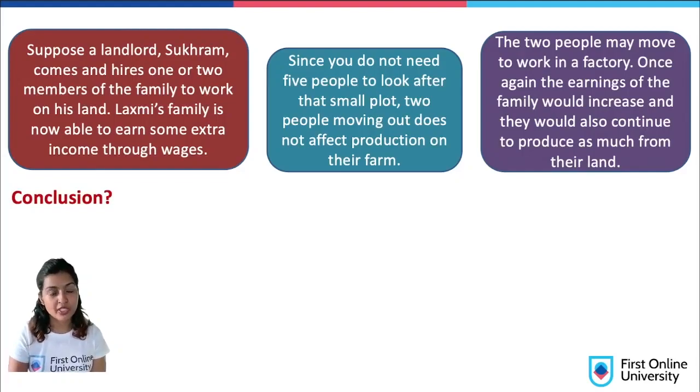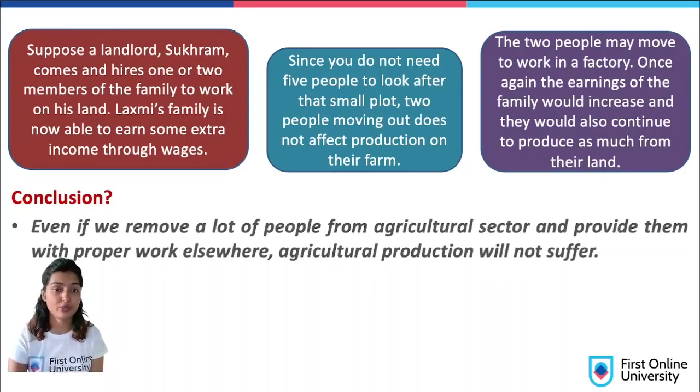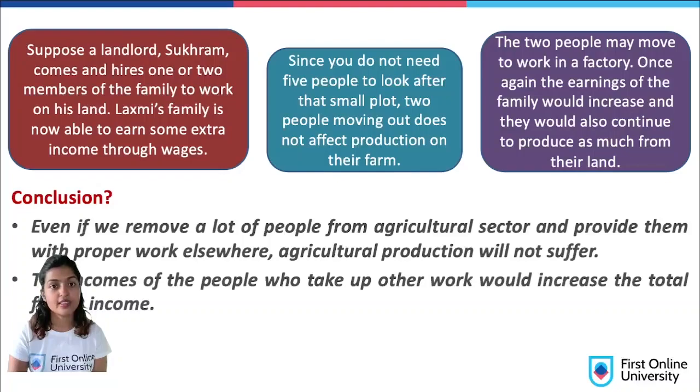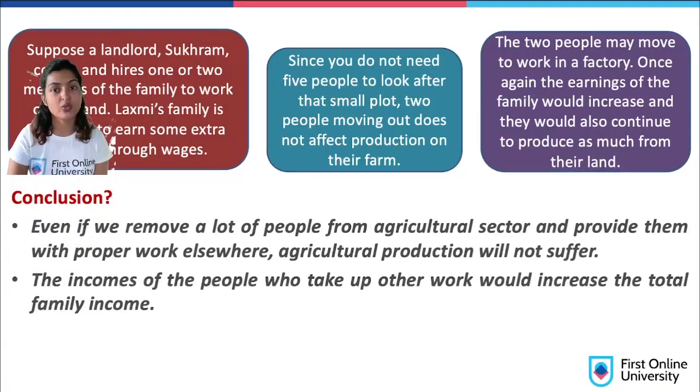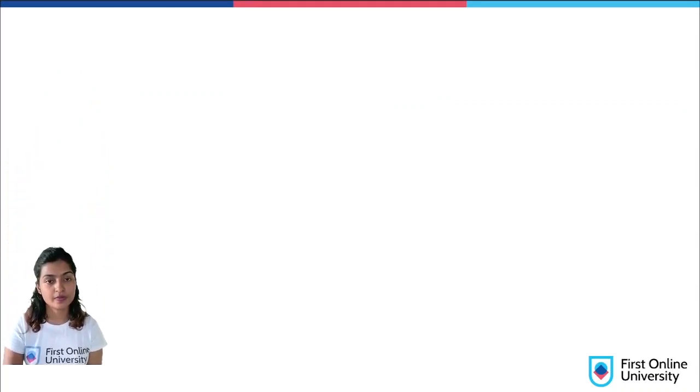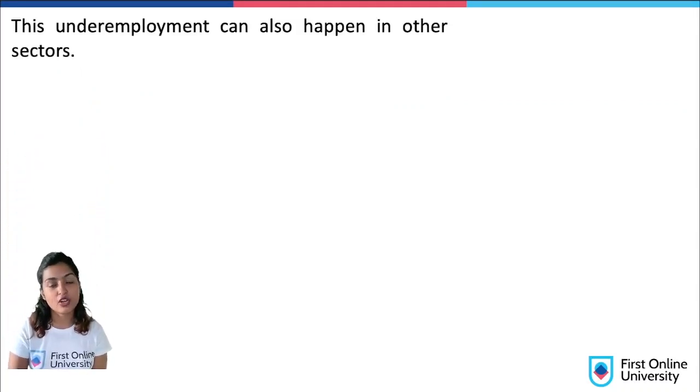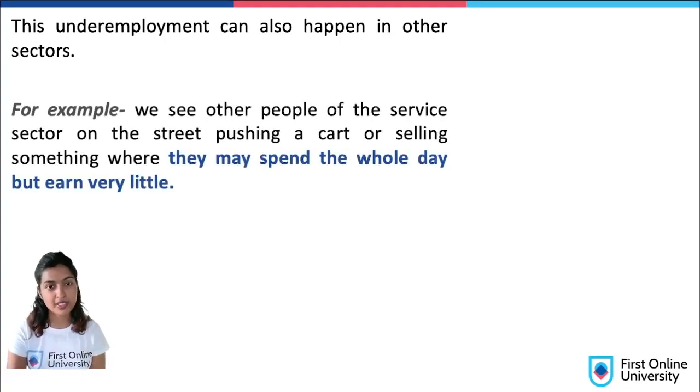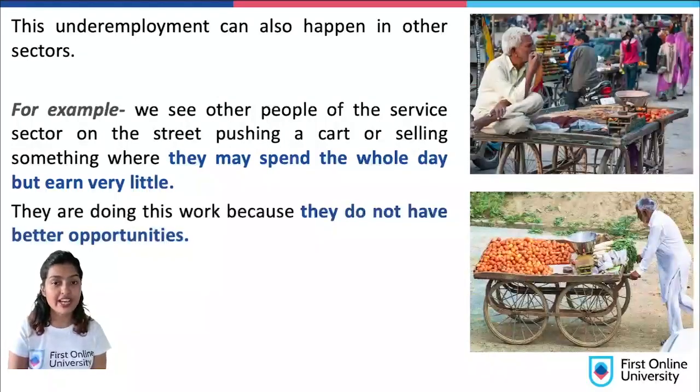So from this story of Lakshmi, what have we concluded? Even if we remove a lot of people from the agricultural sector and provide them with proper work elsewhere, agricultural production as a whole will not suffer. The incomes of people who take up other work would increase the total family income. This underemployment can also happen in other sectors. For example, we see other people of the service sector on the street pushing a cart or selling something, where they may spend the whole day but earn a very meager salary. They are doing this work because they don't have a better opportunity to perform to their full potential elsewhere.